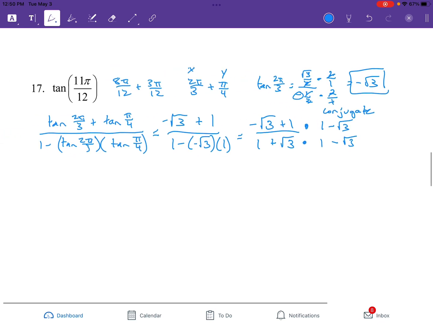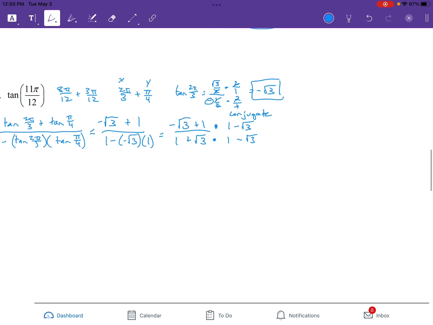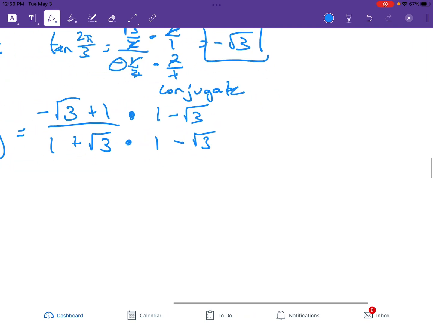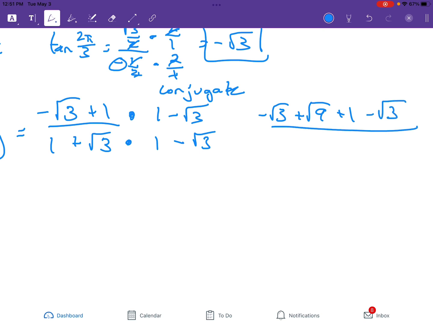Okay, now what we have to do is distribute. How much space do I have? I'll do over here. So we have negative root 3 times positive 1, which is negative root 3. We have negative root 3 times negative root 3, which is positive root 9. We have 1 times 1, which is 1. We have 1 times negative root 3, which is negative root 3. On the bottom, we have 1 times 1, which is 1. We have 1 times negative root 3, which is negative root 3. Root 3 times positive 1, which is positive root 3. And root 3 times negative root 3 is negative root 9.